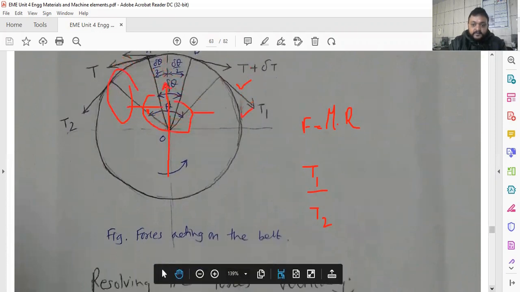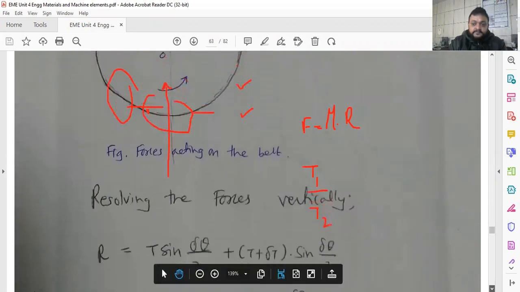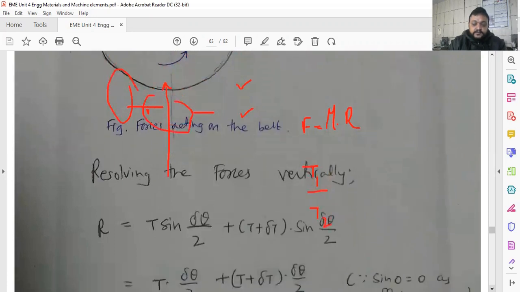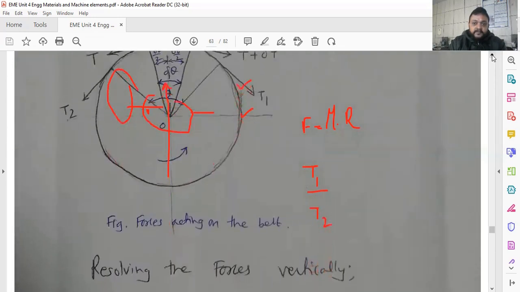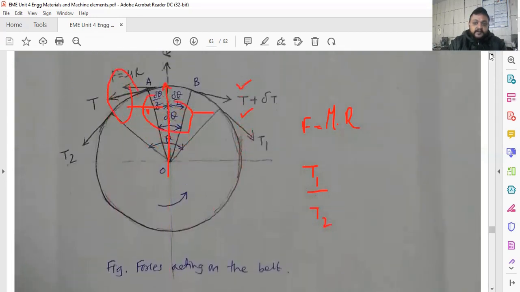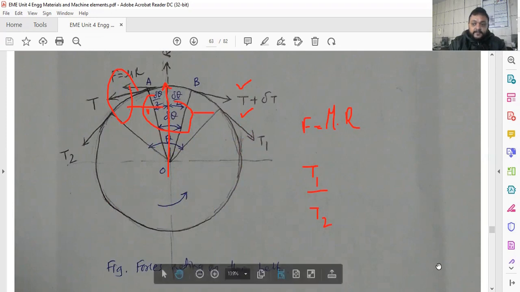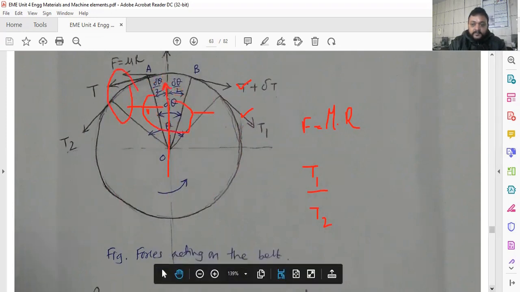Force acting on the belt. Resolving the force vertically. So R is the vertical one, and the sine component of T, T sine delta theta by 2, plus T plus delta T sine delta theta by 2. Just look at this figure: resolving the force vertically, the vertical components of T and T plus delta T with respect to delta theta by 2, and R. And then resolving the force horizontally.